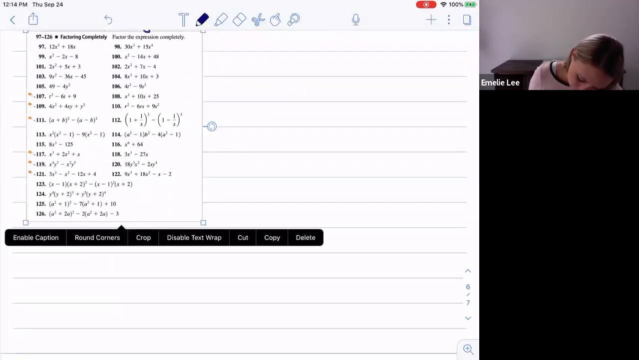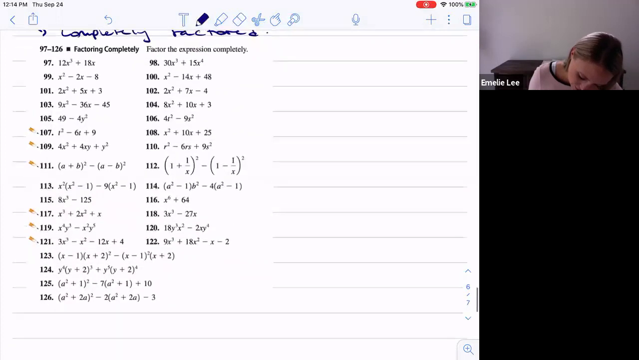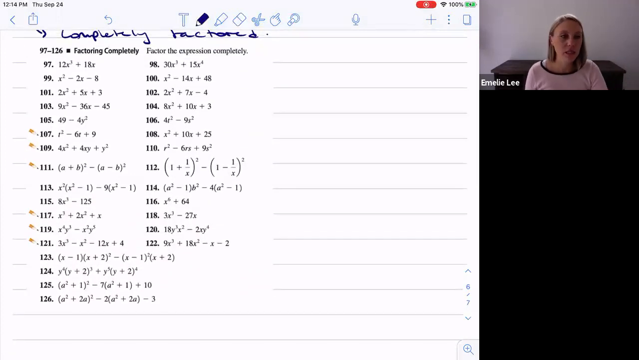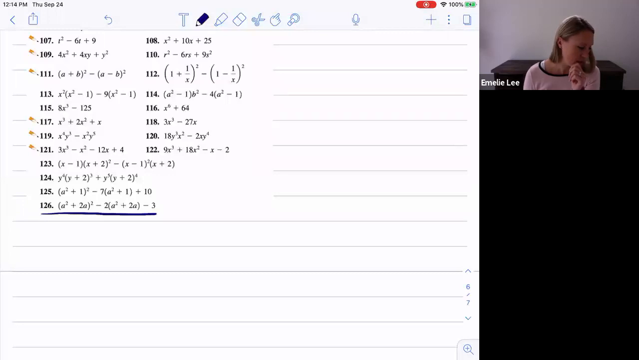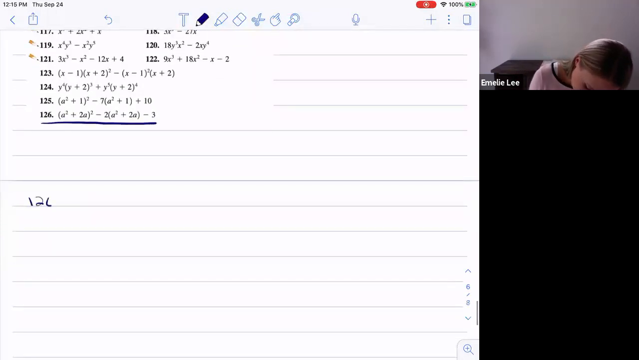So we want to factor all of these completely, and we're going to do 126 together, because why not? This one is going to incorporate the special factoring formulas, sort of. This is what I mean by it's really useful to be able to recognize that sort of pattern and then tweak it a little bit to make your factoring a lot easier. So let's do 126 down here.